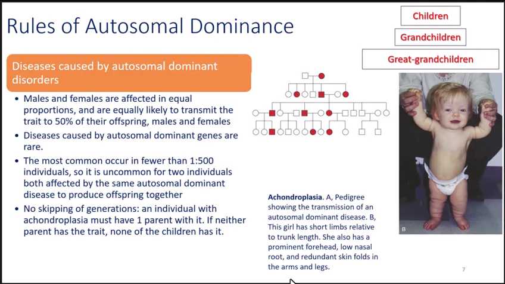Now let's take what we've learned about autosomal dominant disorders and summarize it in what we call the rules of autosomal dominance. Now, first of all, we know that because it's an autosomal disorder that we're talking about, it's affecting chromosomes 1 through 22 and not the sex chromosome, so both males and females are going to be affected equally. Similarly, their offspring is going to be affected equally as far as being males or females, so there's no sex link.